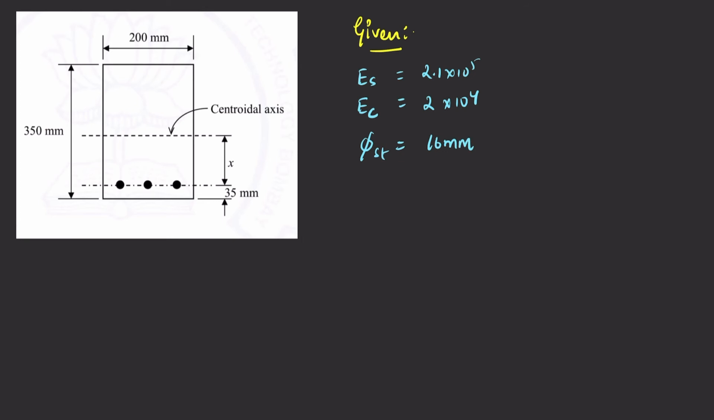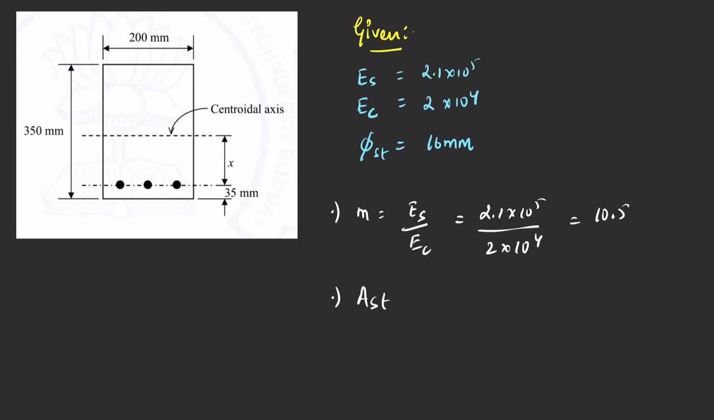So let us quickly find the parameters, starting with the modular ratio, which is the elasticity of steel with respect to the elasticity of concrete, because we are changing steel into concrete. It will be equal to 2.1 into 10 to the power 5 with respect to 2 into 10 to the power 4. This gives the value of 10.5. Similarly, the area of steel will be equal to pi d square by 4 multiplied by the number of bars, which is 3. It will be equal to 603.20 mm square.